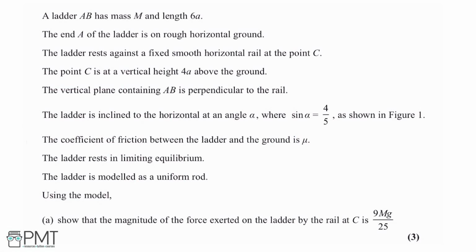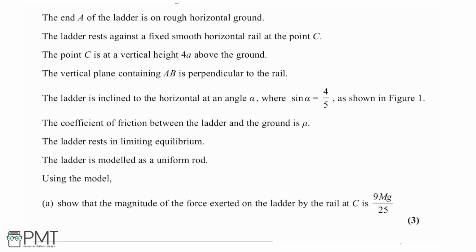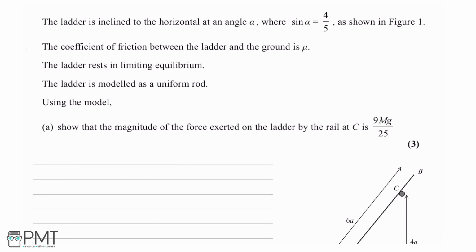A ladder AB has mass m and length 6a. The end A of the ladder is on a rough horizontal ground. The ladder rests against a fixed smooth horizontal rail at point C. The point C is at a vertical height 4a above the ground, and the vertical plane containing AB is perpendicular to the rail. We're then told that the ladder is inclined to the horizontal at an angle alpha, where sine alpha equals 4/5, and this is shown in figure 1.